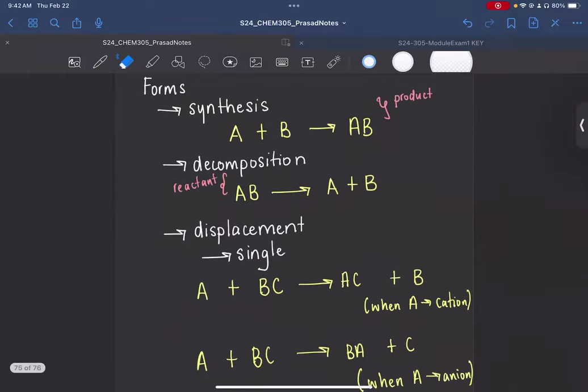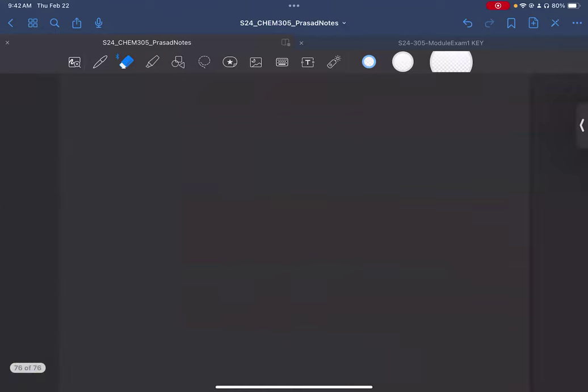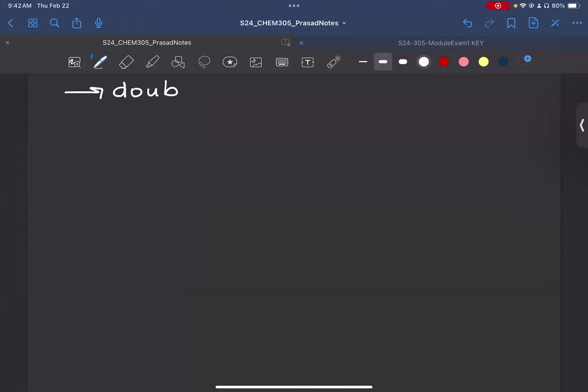I'll zoom out a bit. These generic forms are to aid you when we start predicting products. Can I go on to the next page now? Yeah, great. The other type of displacement is called double displacement.